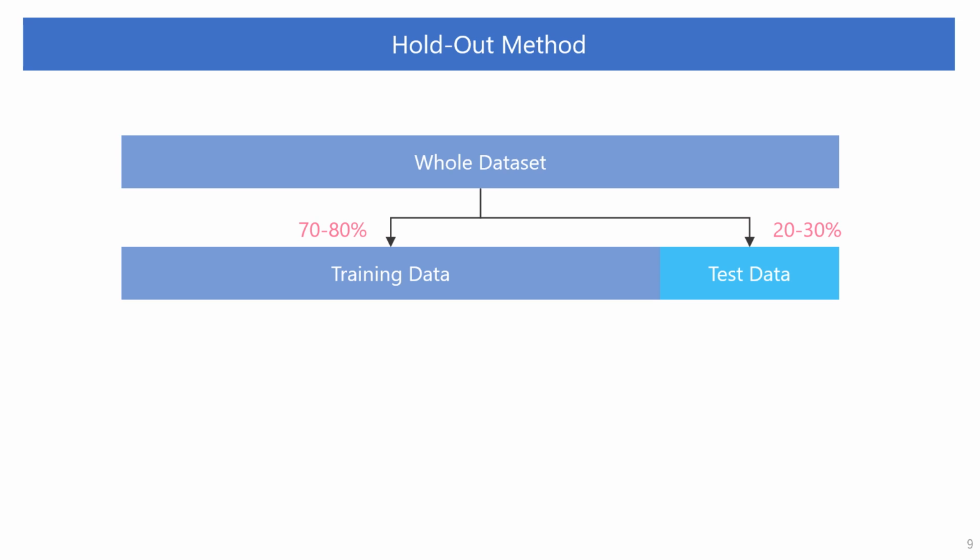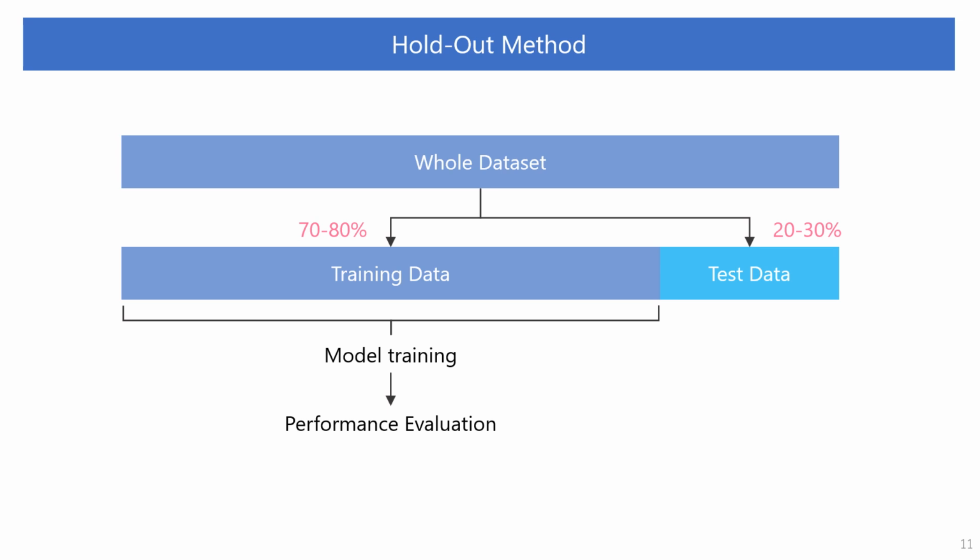Usually, around 70 to 80% of the whole data is used for training, and the remaining 20 to 30% is used for test data. Next, we train the model using the training data to make the model learn the underlying pattern from data. After the model training, we evaluate the model's prediction performance. That is, we quantify how accurately the model predicts the outcome for the training dataset.